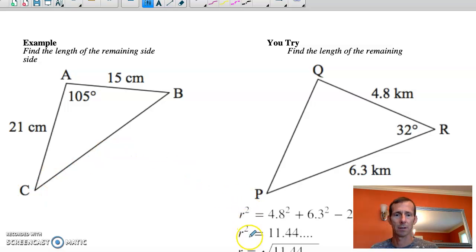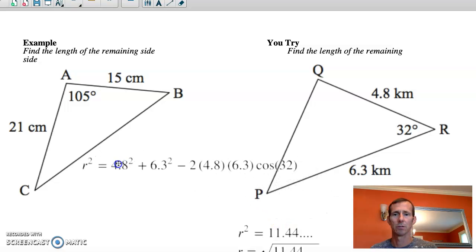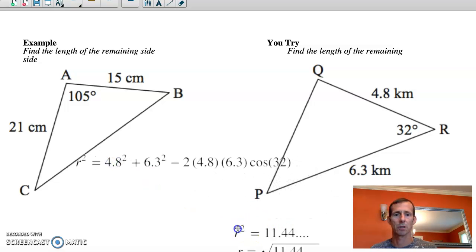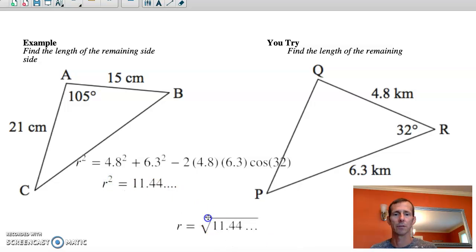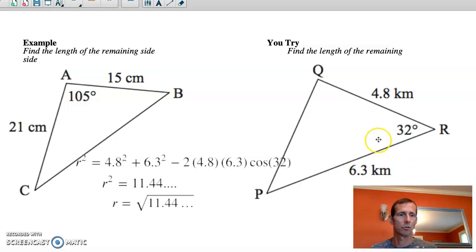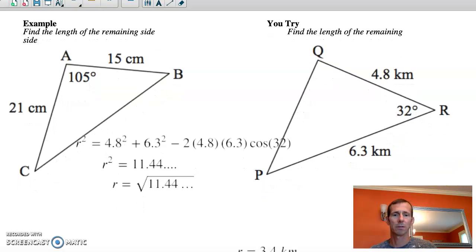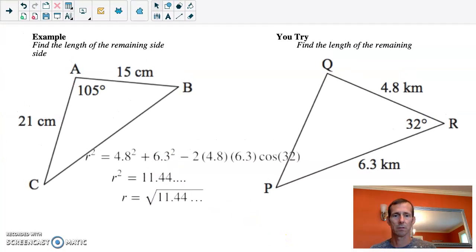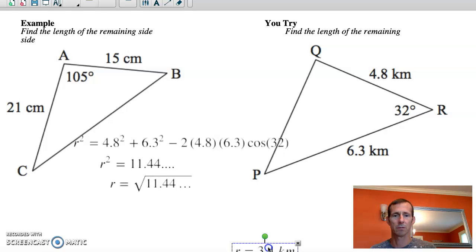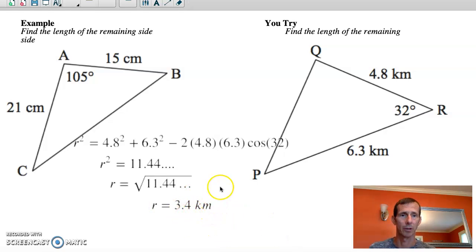And again, I can't really see because it's off screen, so I'll move some stuff for you. I start here using the law of cosines we just talked about. You get an r squared value. You take the square root of said r squared value, and you should then be able to identify your answer, which is about 3.4 kilometers.